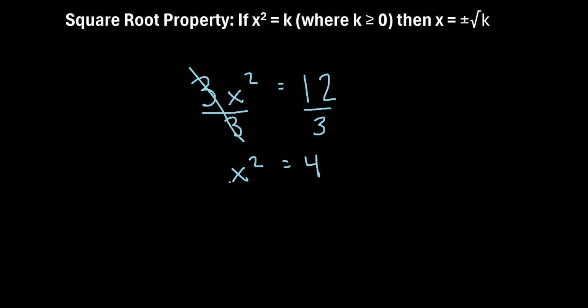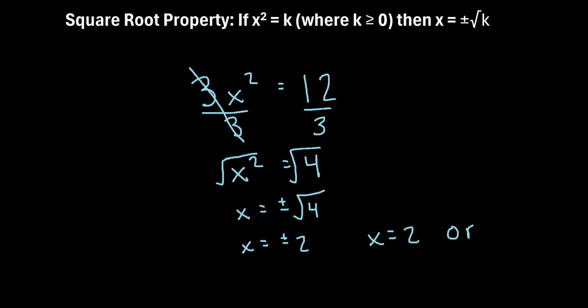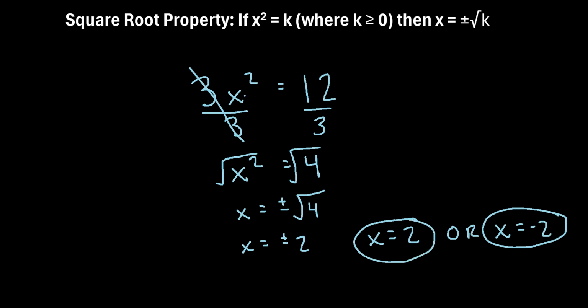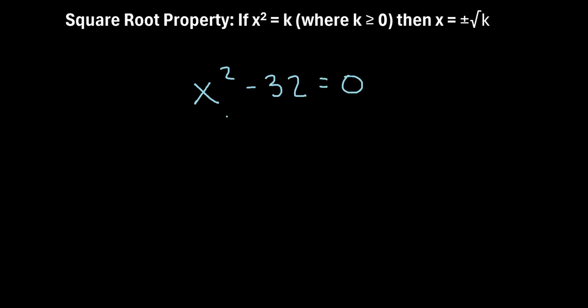Applying the square root property, we can take the square root of each side. On the left-hand side, we have the square root of x squared, that's just x, is equal to, on the right-hand side, plus or minus the square root of 4. Now the square root of 4 is 2. So really we get x is equal to plus or minus 2. Or if we want to write it like this, x is equal to 2 or x is equal to negative 2. If you plug in either of these values for x in the original equation, you will get a true result.